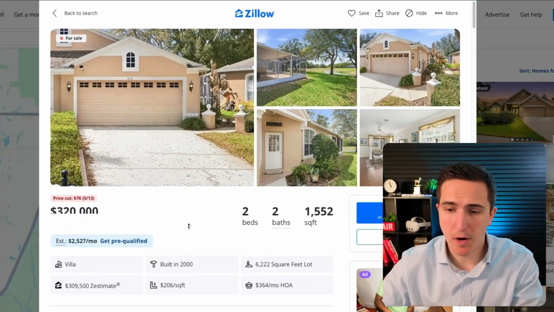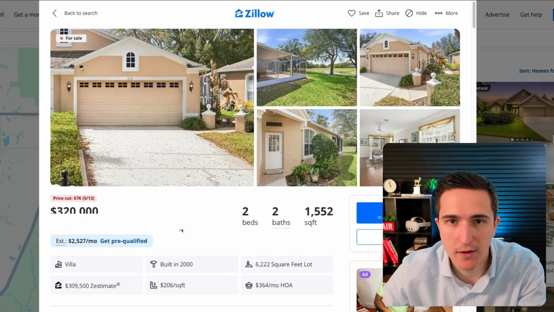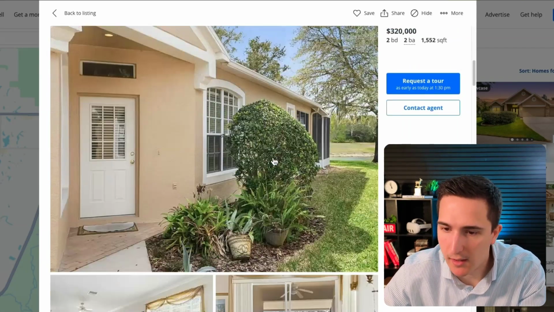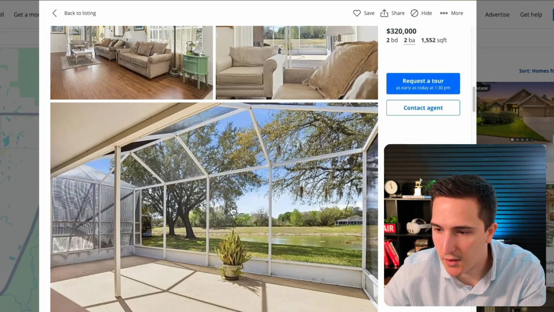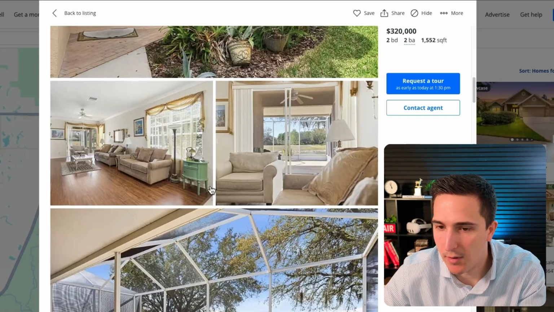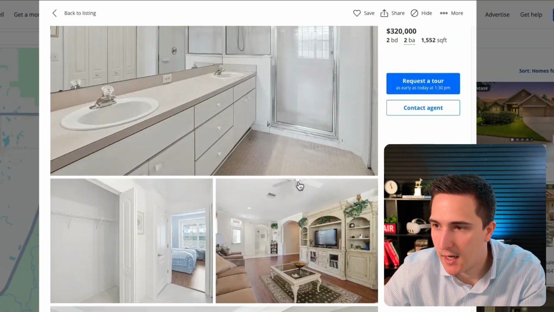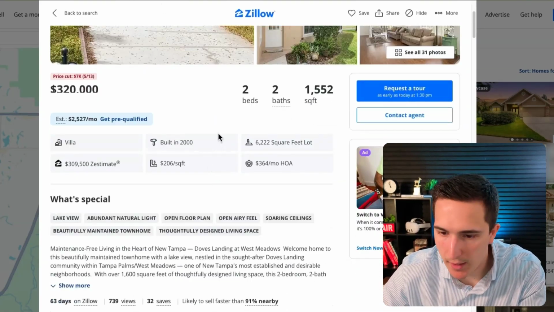All right, so looking at the first property in Tampa, we have $320,000 as the list price. Let's say we're looking at this house and we're like, hey, I kind of like the layout. I like the floor plan. I like the sunroom. I like the backyard. We got a little pond, little lake. Needs some rehabbing, probably some updating. But let's say it's a pretty good house you want to buy, right?